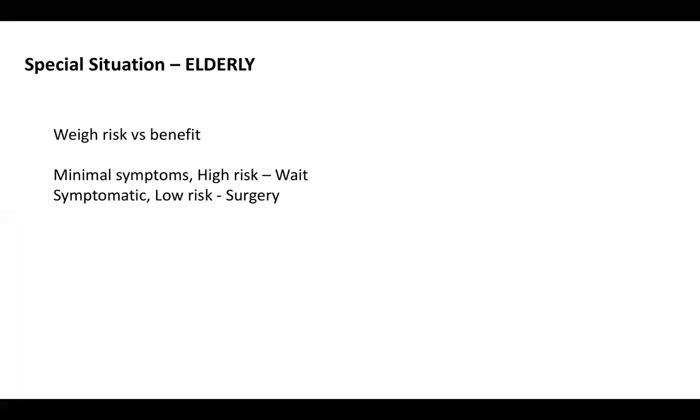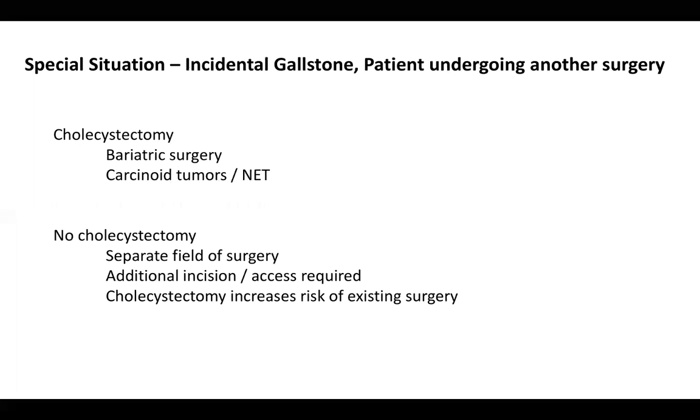Elderly patients, weigh risk versus benefit. Minimal symptoms, very high risk, wait. Symptomatic, low risk, operate. Incidental gallstone in patients undergoing another surgery: please do a cholecystectomy in patients who are undergoing a bariatric surgery. Do a cholecystectomy in patients who have carcinoid tumors or NET, because these patients need sandostatin or long-term octreotide therapy, which is known to increase the incidence of gallstones or cause symptoms. If you're anticipating long-term TPN, please consider doing a cholecystectomy.